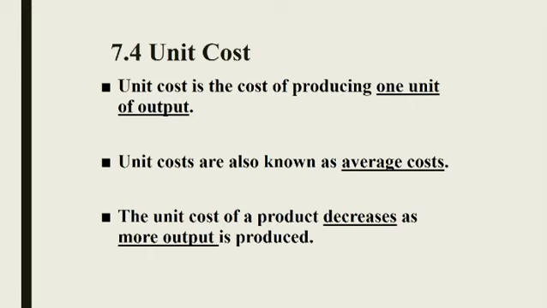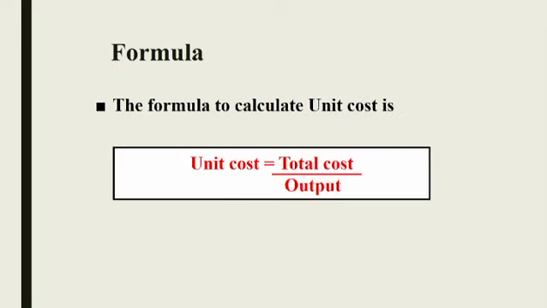What is unit cost? It is the cost of producing 1 unit of output. It is also known as average cost. The unit cost of a product decreases as more output is produced. How to calculate unit cost? Unit cost is equal to total cost divided by output.